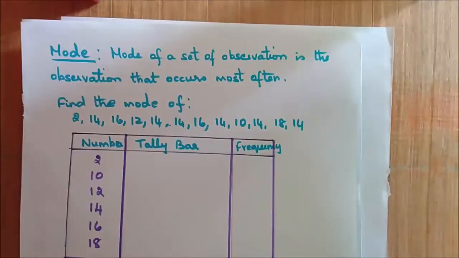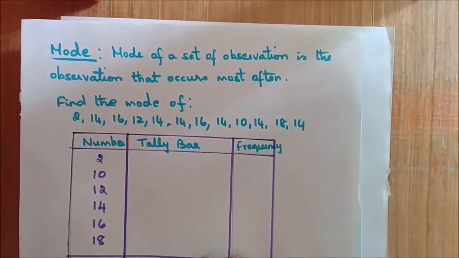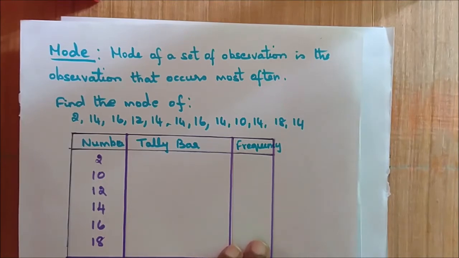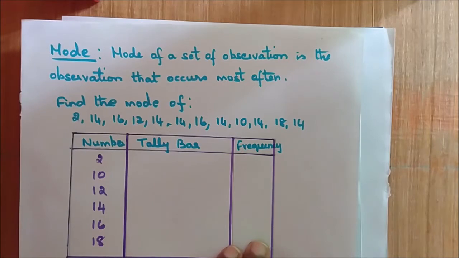Hello friends, in today's class we'll see about the other central tendency values like mean, median and mode. We will see about mode. What is mode? Mode of a set of observations is the observation that occurs most often. What is the meaning of this? If you are given a set of marks or values or observations, the observation which occurs the most is called the mode of the observation.